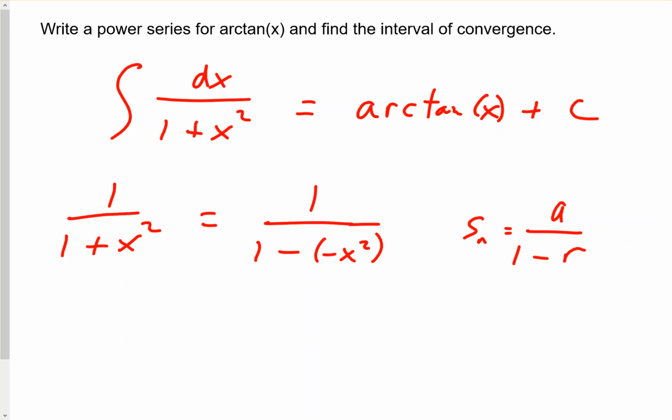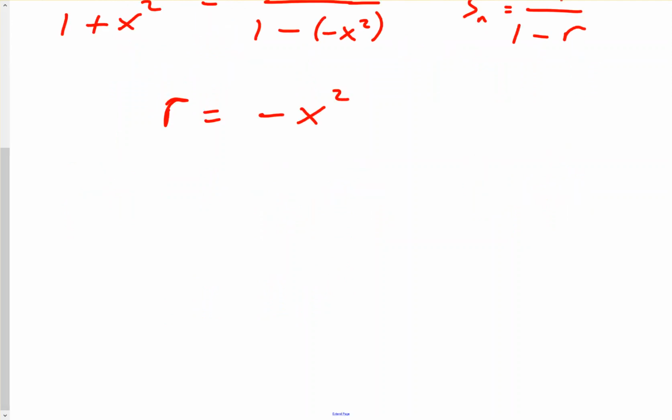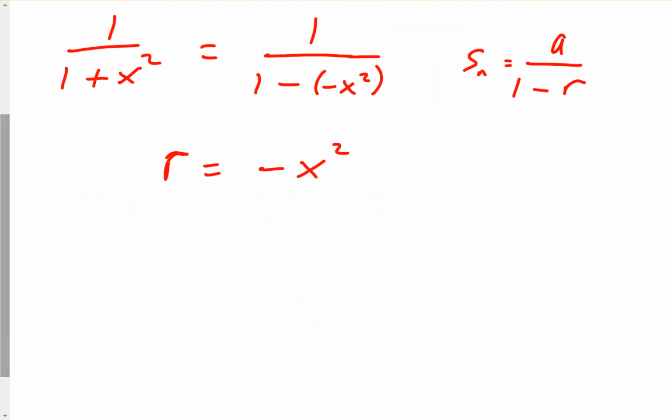So our R basically, you want to think of it like a geometric series. R is negative x squared. Okay. So if you want to take this a step further, we could then express this as the geometric series, n equals 0 to infinity, where R is negative x squared, and we raise it to the n power.